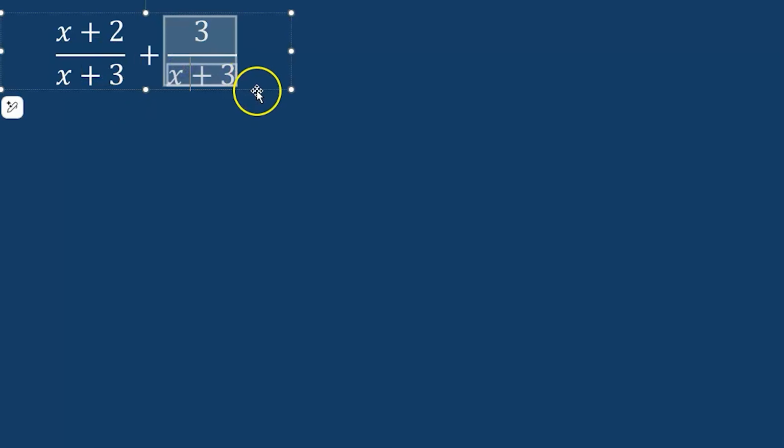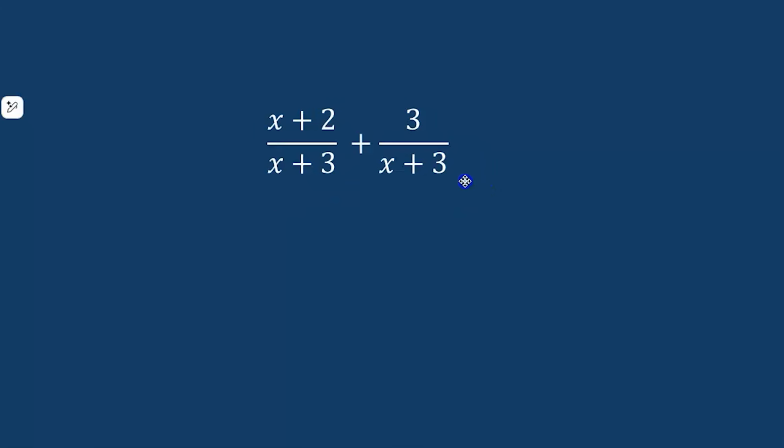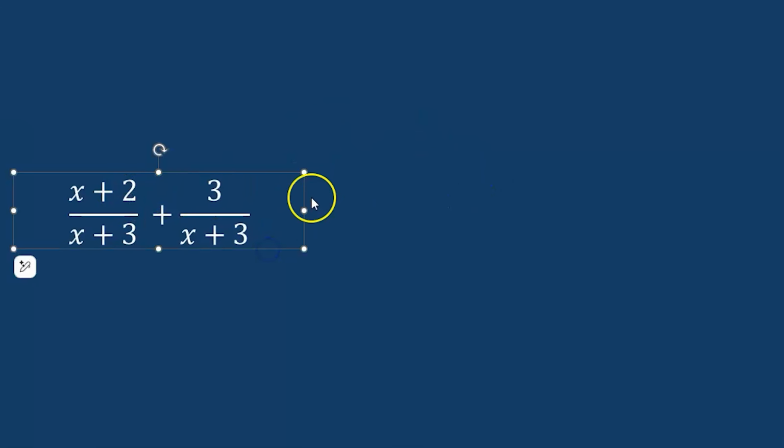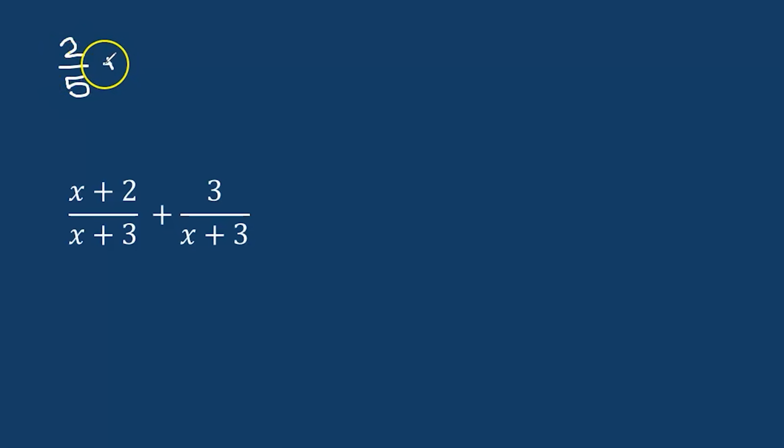In this example, and this is the easiest of the examples, so I'm just going to bring it down here. We're going to go straight across. You can see that the denominators are the same. This is exactly like what we would have if we had fractions with not expressions in it, just plain old fractions, such as 2/5 plus 1/5.